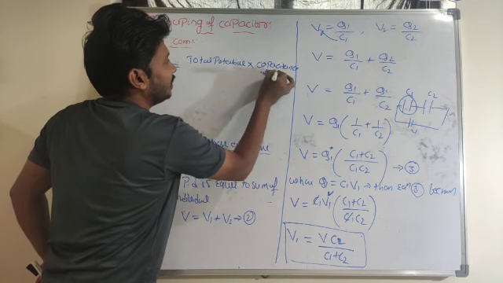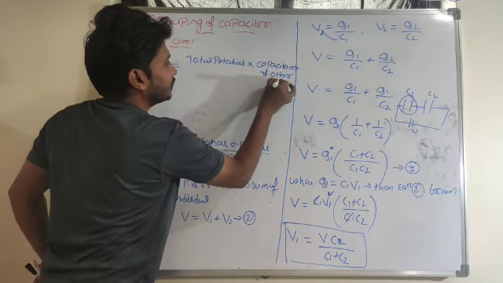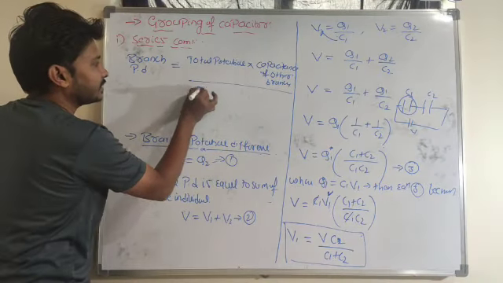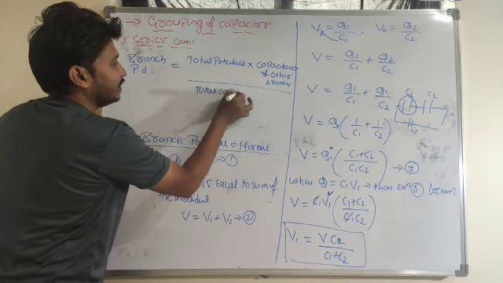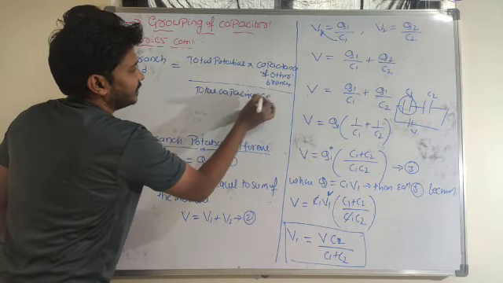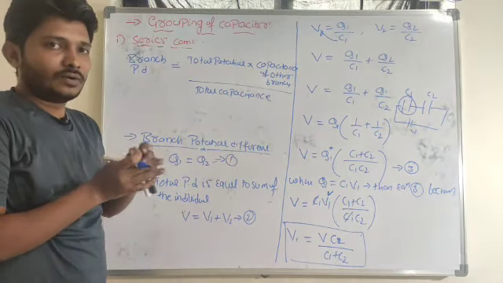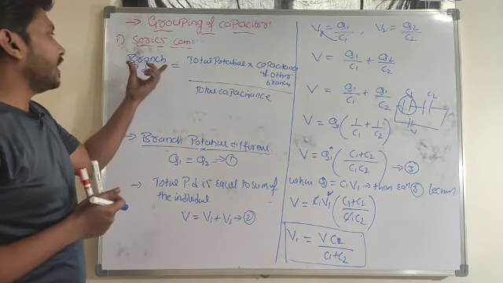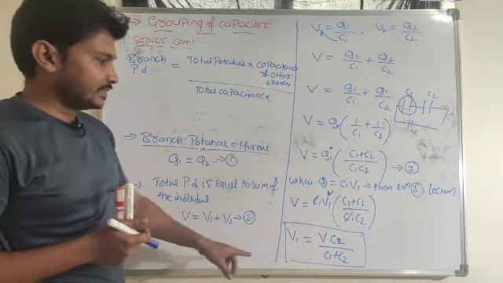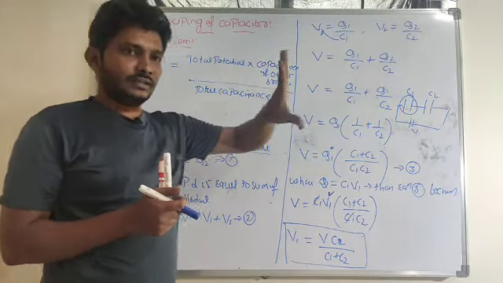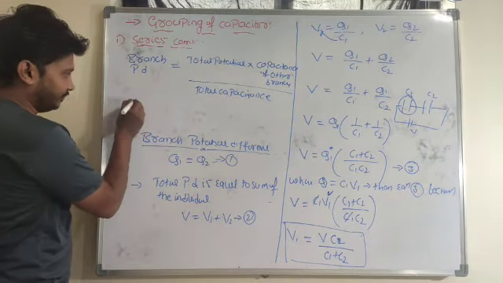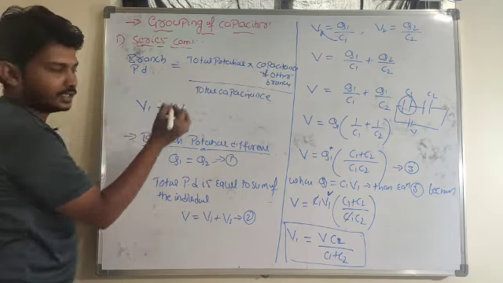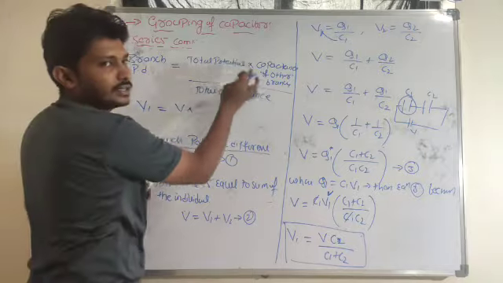That is, capacitance of other branch divided by C1 plus C2, which means total capacitance. So look at here, what is the generalized formula to determine the branch potential difference here? For example, the potential difference across the first capacitor, that is V1. V1 is equal to total potential difference, that is V, into capacitance of the other branch.